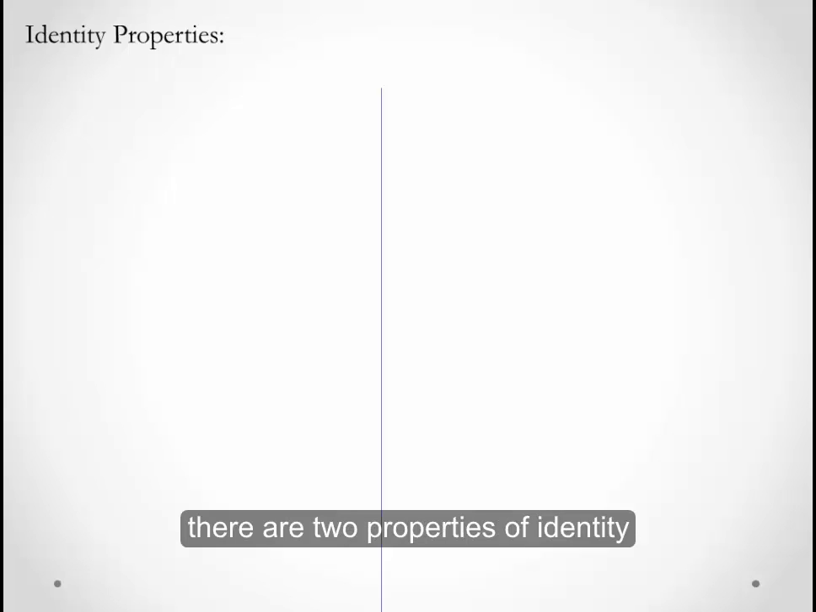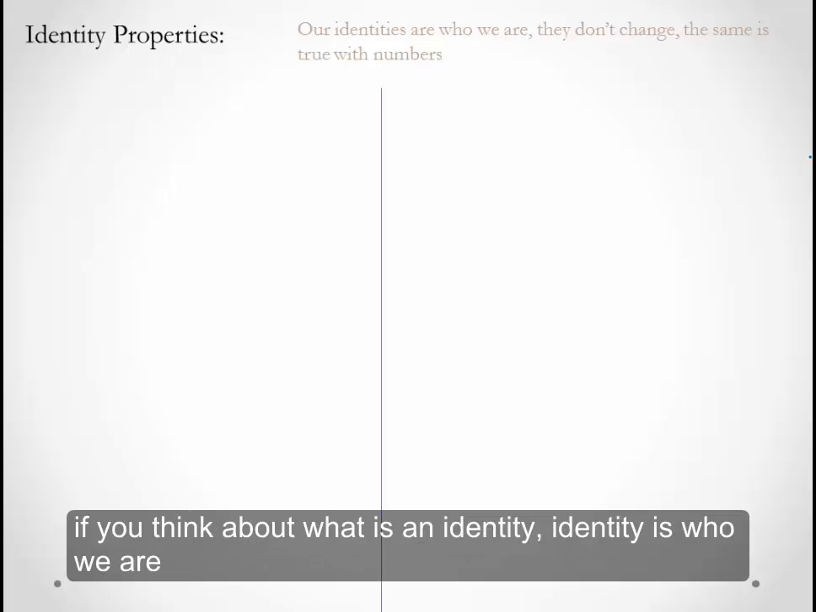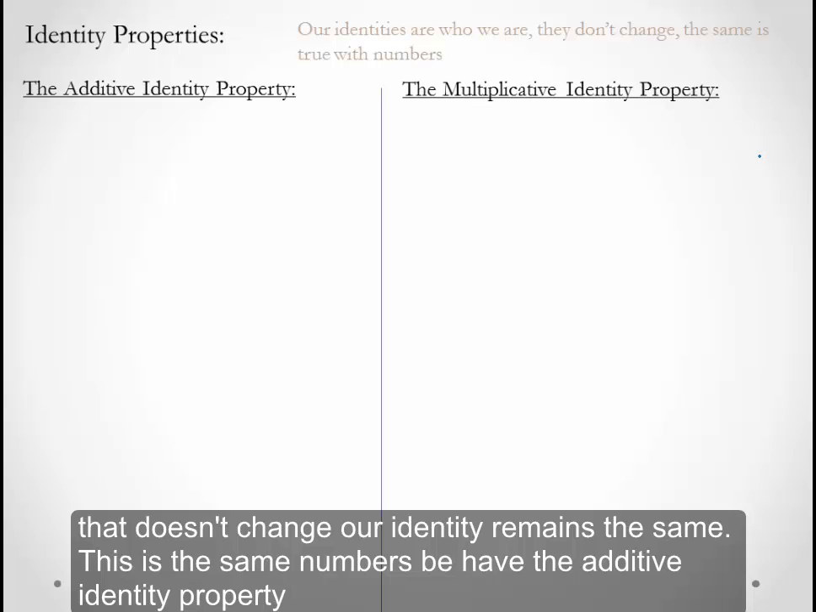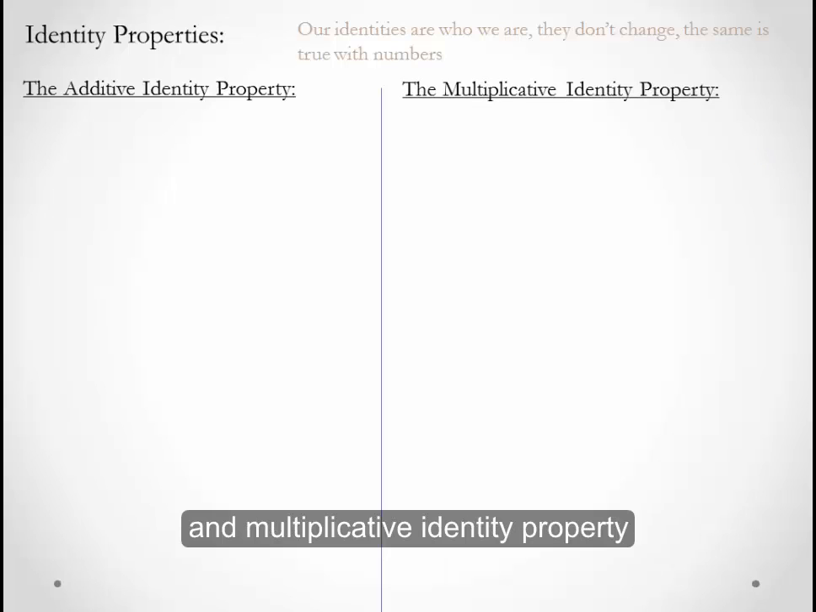There are two properties of identity. If you think about what is an identity, identity is who we are. That doesn't change. Our identity remains the same. That's the same with numbers. We have the additive identity property and the multiplicative identity property.